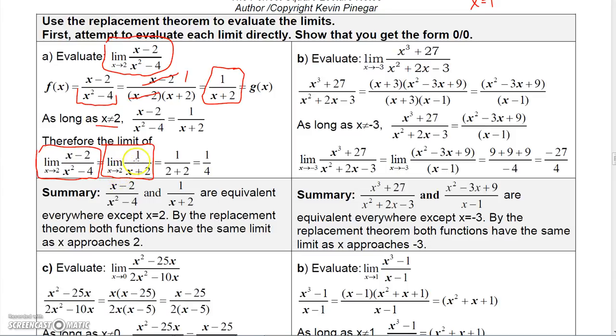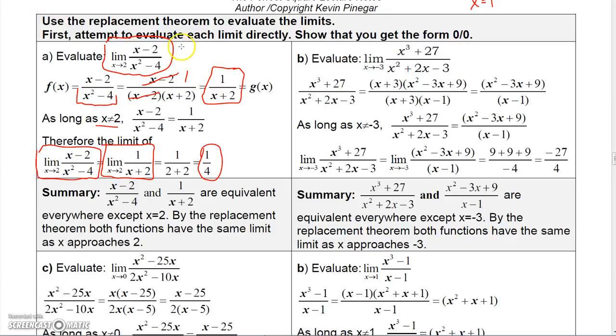Well, I know the limit of the top is not going to change, it's just going to be 1, and the bottom, now I can plug 2 in and I get 1 over 2 plus 2, which is 1/4. Okay, so there you have it. There's the replacement theorem in action. So the limit of this function is actually 1/4.